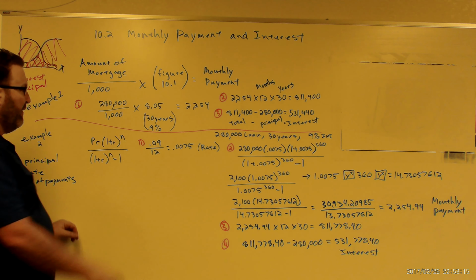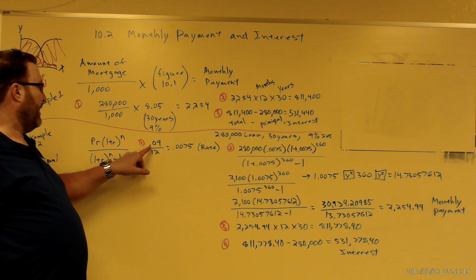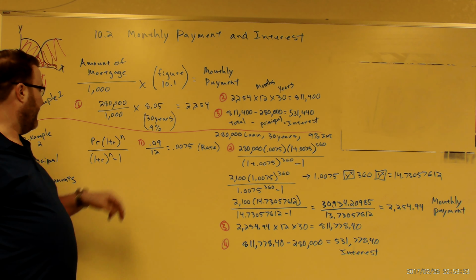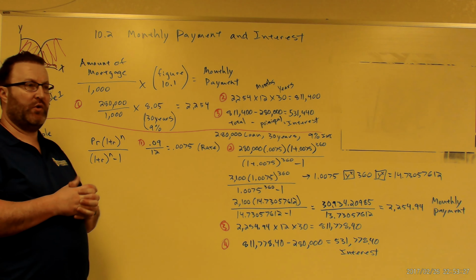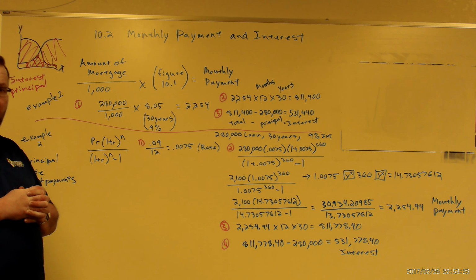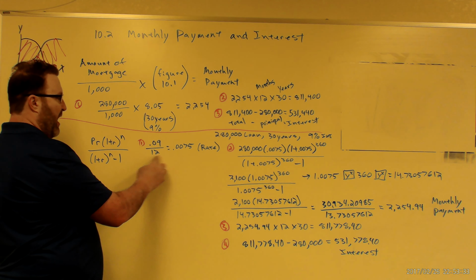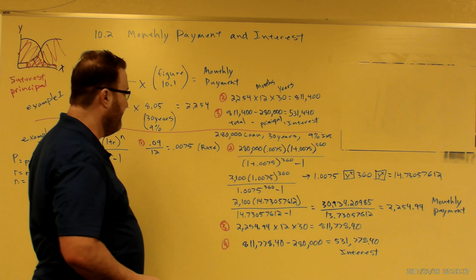Okay, so first thing we have to do is break the interest down to a monthly amount. So we take 9% interest divided by 12 months, and the reason why we're doing that is we're figuring out monthly payments. So we need to know how much interest to apply to the formula on a month-to-month basis, not an annual basis. So 0.09 divided by 12 is 0.0075, so that's going to be our rate, okay?